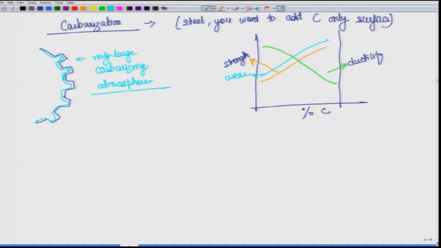And hence you would be able to get very high concentration only on the surface. We will look at the diffusion mechanics of this particular process, carburization, in the next lecture. In the meantime, it will be good if you can go through the carburization process and understand what it actually does and how it is useful. So, we will see you in the next class.